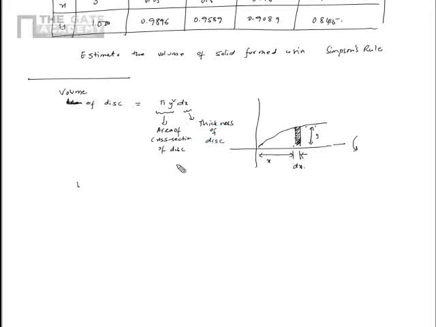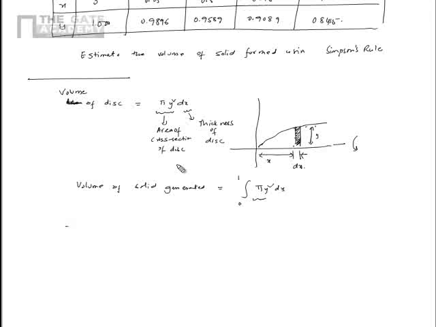Okay, so the total volume of the solid generated will be the integral of pi y square dx between the limits 0 to 1. So this integral we need to evaluate. So the problem boils down to evaluating this integral. This is basically a function pi y square. Now y is given, so we can easily evaluate y square.